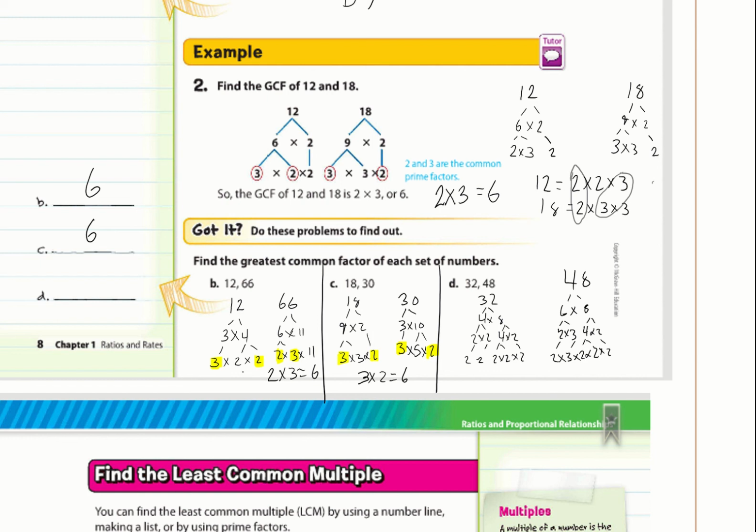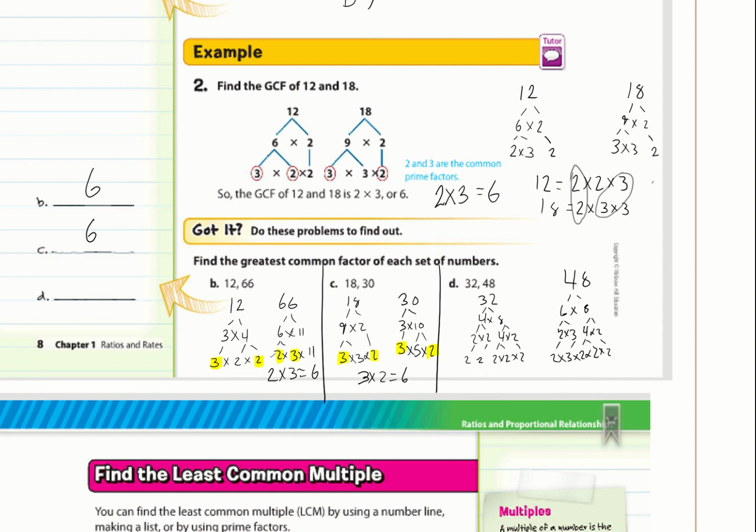And I do know there's another 2 here, and there's a 2 here on the right side. But once the 2's are paired up, once a number is already paired up, you can only use a number once. So even though there's multiple 2's, I can only use one of those 2's.